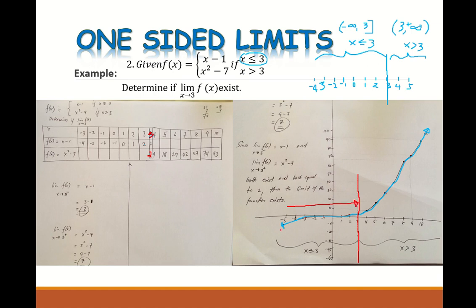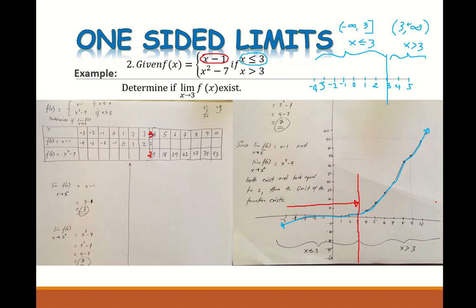Okay, so consider this graph, the blue one. Our values approach from the left towards 3. So substituting the value into this equation, we are on this interval, so we have to use this x minus 1. So f of x equals x minus 1. Substituting the value of x, which is 3: 3 minus 1 equals 2.